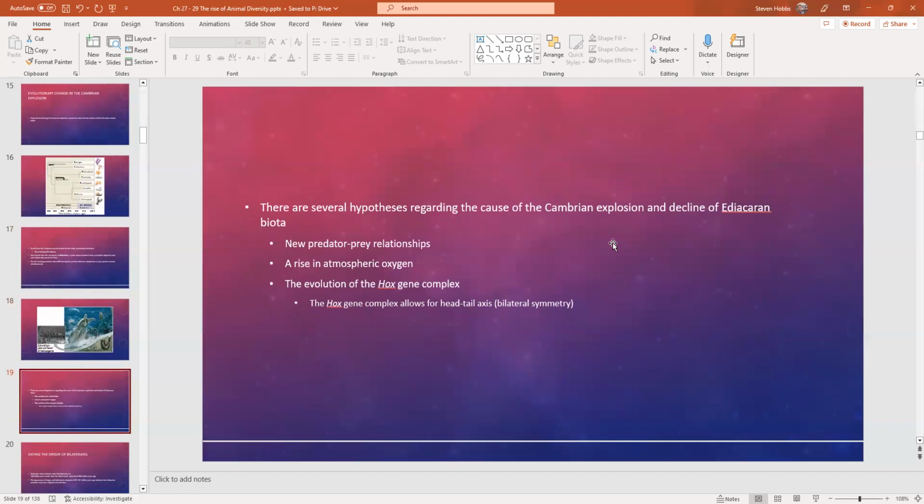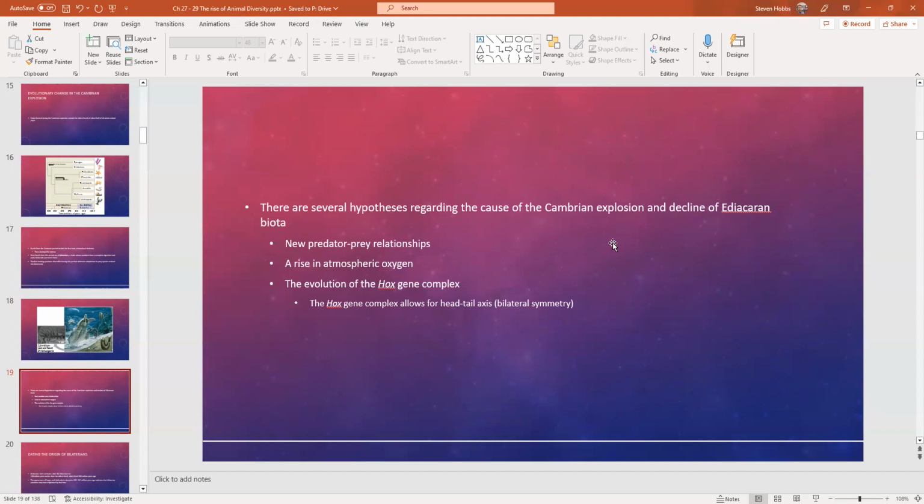There are several hypotheses that lead up to the Cambrian explosion. Why did it happen? And why did the Ediacaran biota kind of die off? So new predator-prey relationships, they were fighting back and forth with each other. Those that could keep up did. Those that didn't went extinct. Remember that 99% of all animals that have ever existed are now extinct.